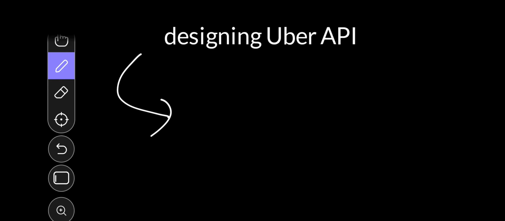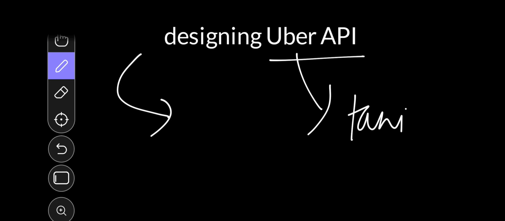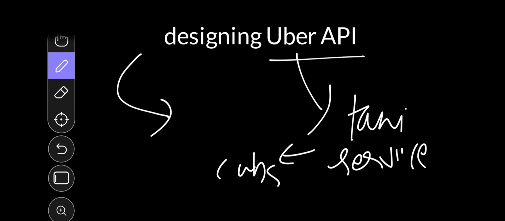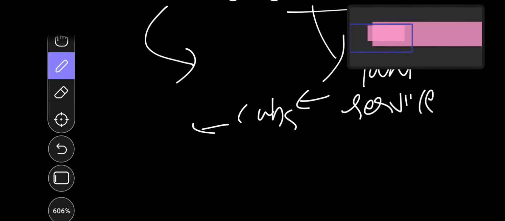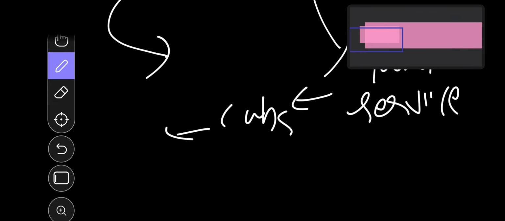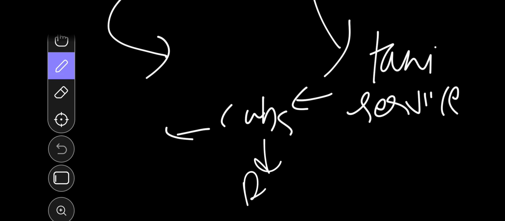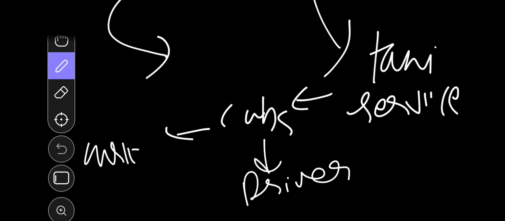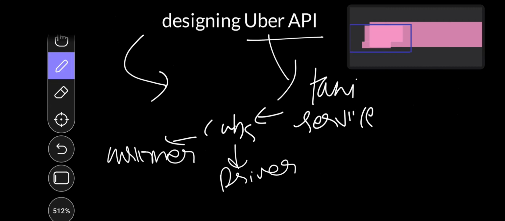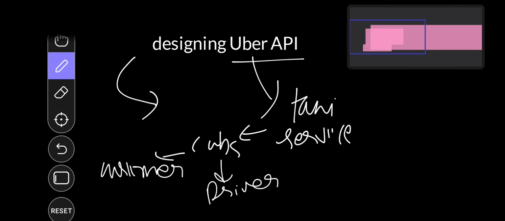So when we are designing the Uber API, what comes to mind about Uber? It's a taxi service that provides cabs, and cabs involve two people. Usually, it is a contact between two people, right? The driver and the customer. So these are the two things we have.